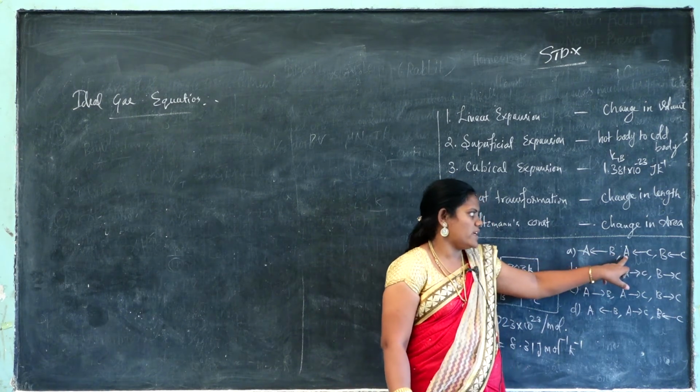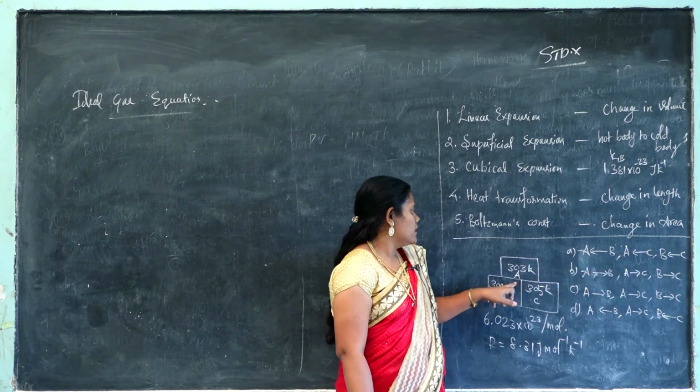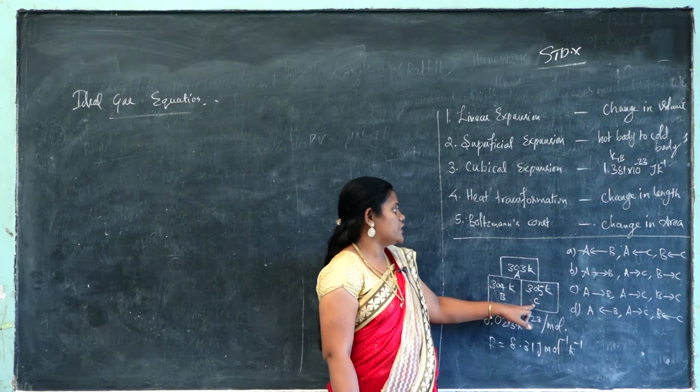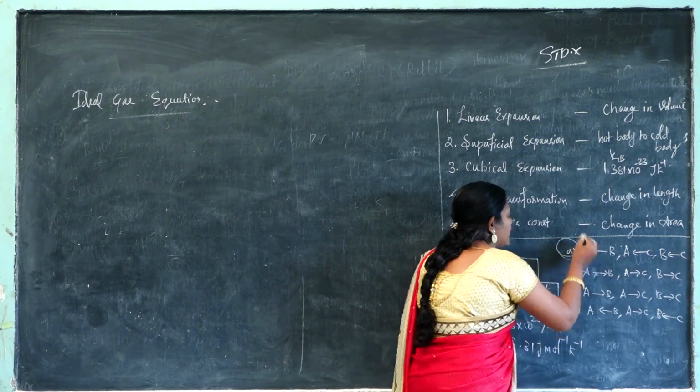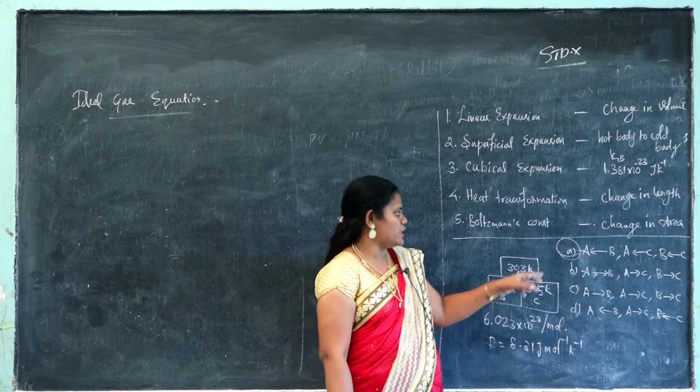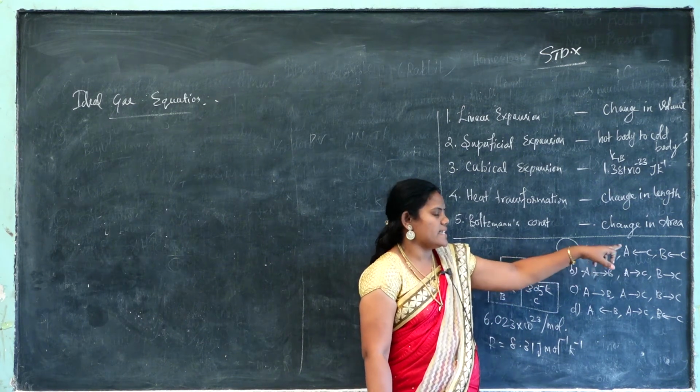So C to A. Okay. And third one, B to C to B. So C to B. So this is the correct answer. A is the correct answer. The heat will be transferred from B to A, C to A and C to B.